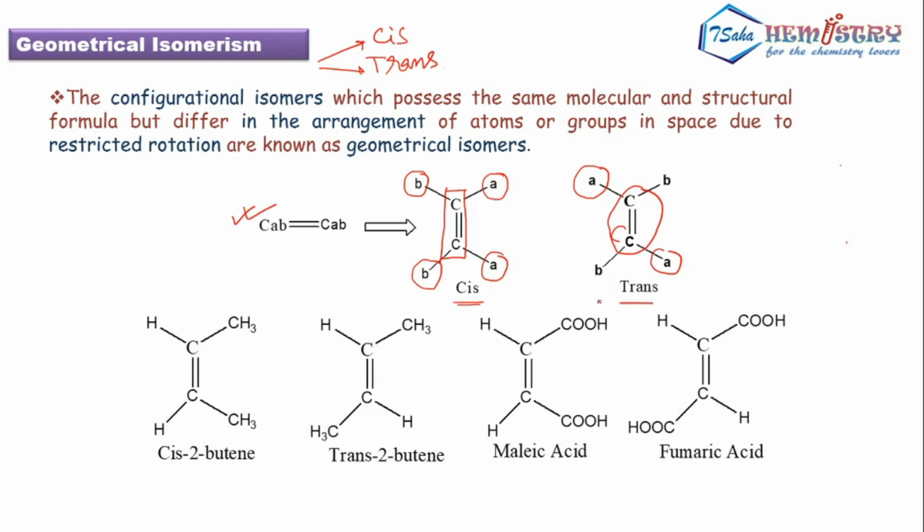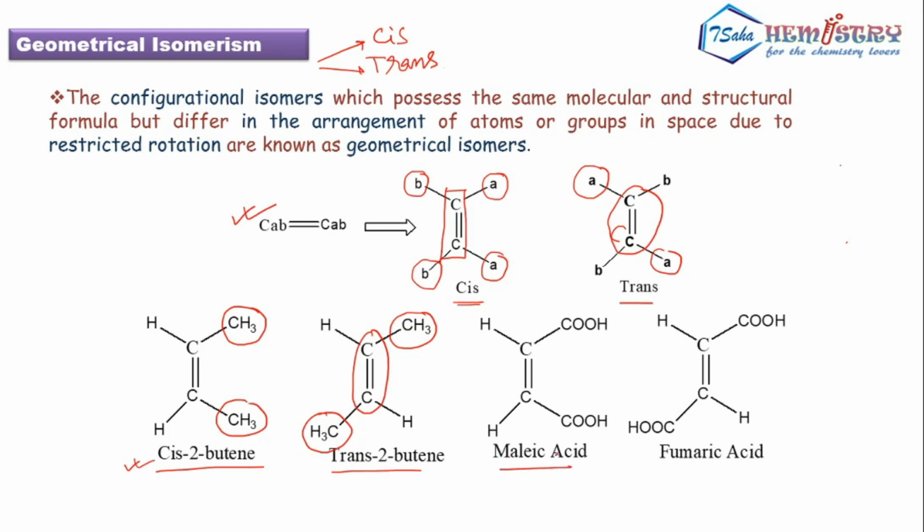Okay, so we have a few examples over here. Let's talk about cis-2-butene. Look at this structure, you can easily understand that the methyl groups are present on the same side across this double bond, that's why it is known as cis-2-butene. Similarly, in this particular case, the methyl groups are present on opposite sides across this double bond, that's why it is an example of trans-2-butene.